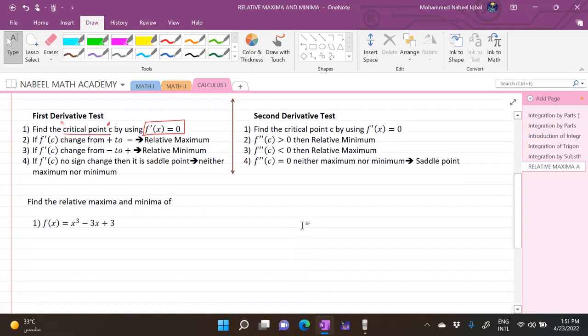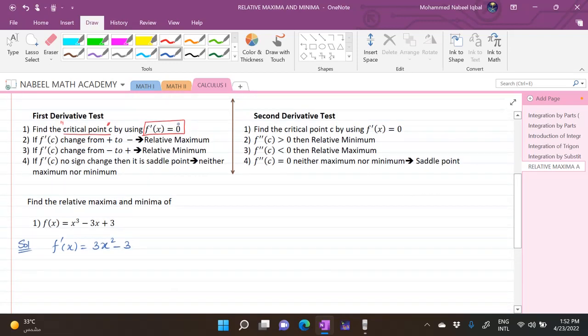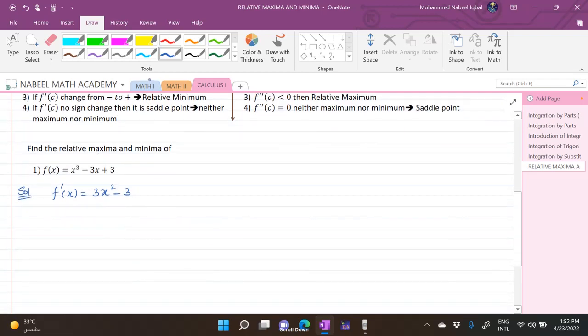Let us start with the first problem. I will solve this problem using both tests. First, I have to differentiate. This is the first step. F prime of x equals 3x square minus 3. After this, I have to put it equal to 0, the first derivative, in order to calculate the critical value.